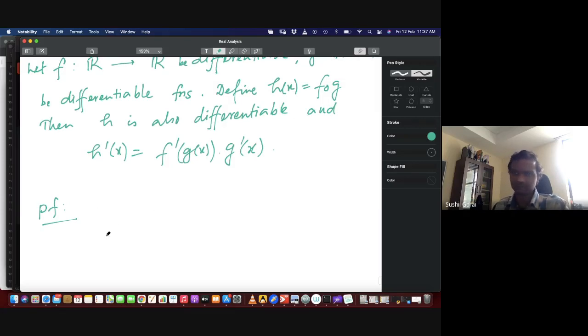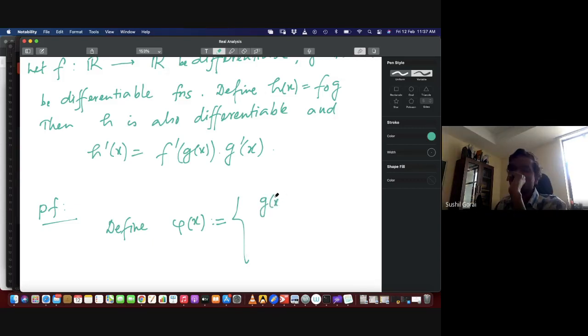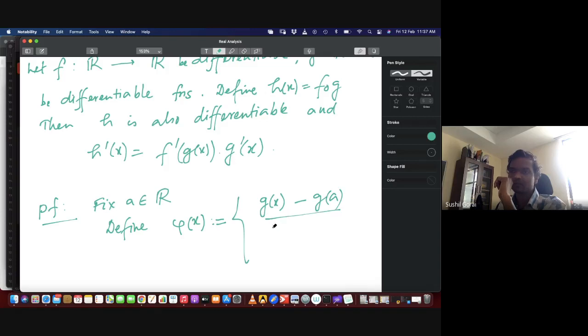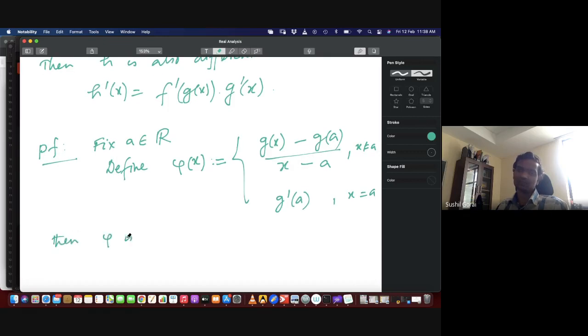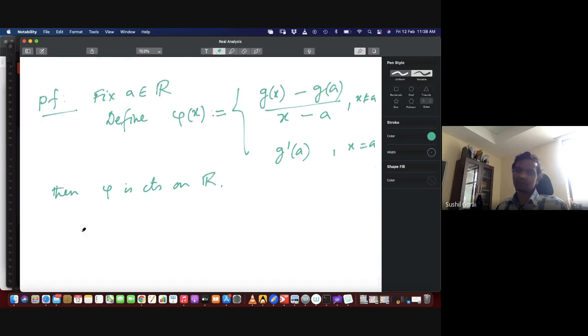So you define phi of x as follows. Fix a point a in R and define phi(x) = (g(x) minus g(a)) by (x minus a) if x is not equal to a, and g prime a if x is equal to a. Then phi is continuous on R.